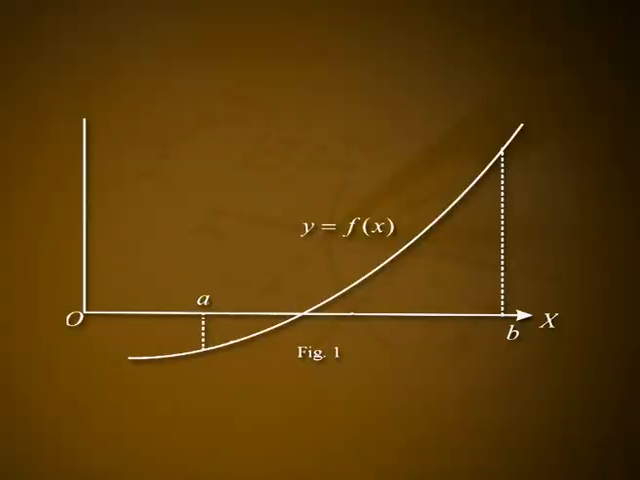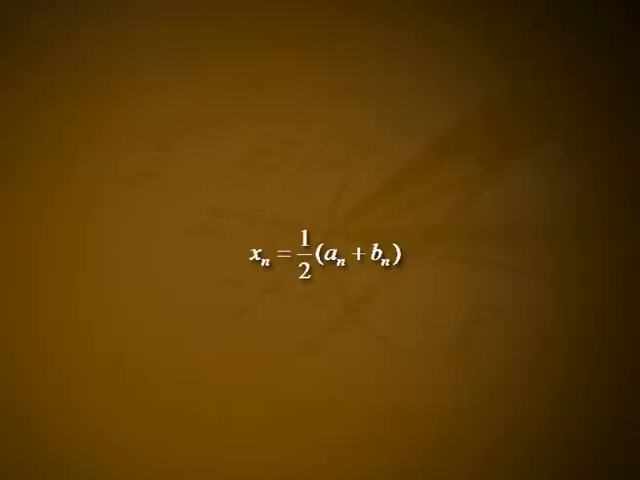See figure 1. Algorithm for the bisection method. Suppose you want to find the solution to the equation f(x) = 0, where f is continuous. Given a function f(x) continuous on an interval [a0, b0] and satisfying f(a0) × f(b0) < 0, for n = 0, 1, 2, etc., until termination, do: compute xn = 1/2 (an + bn).